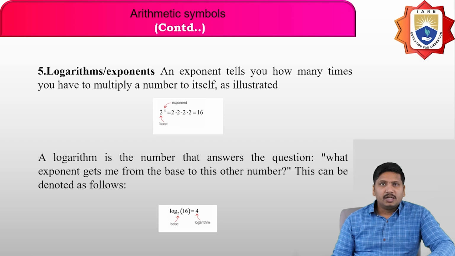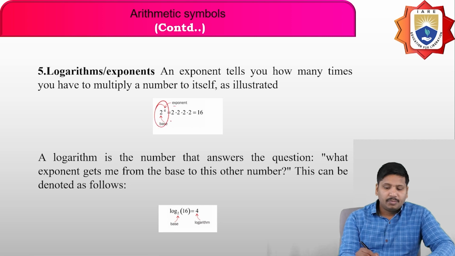And logarithms and exponents are the other kinds of symbols we are going to use. If I write 2 power 4, the base value is repeated that many times. The logarithm is a function, where you denote it as log of some value with base 2. So 16 is written as 2 power 4, and the logarithmic value should be 4.